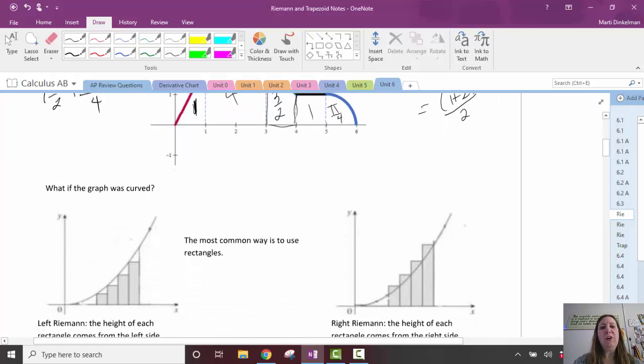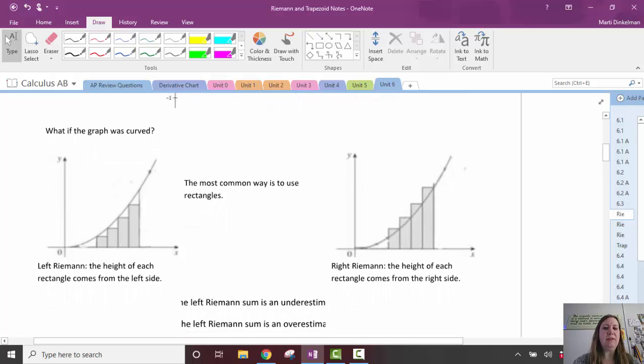Okay, but when it's a curve, we can't really do that. So at first we're going to start by trying to estimate what the area would be by using rectangles, and in the next part we will do trapezoids because those can generally be a little more accurate, and then we'll try to be perfectly accurate.